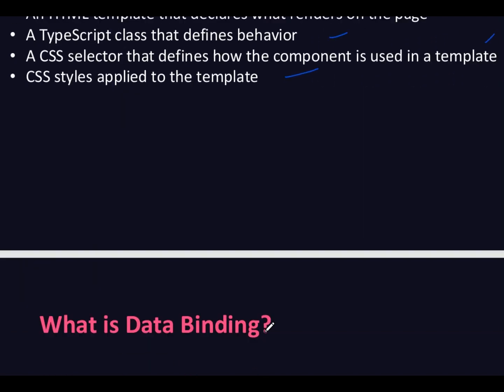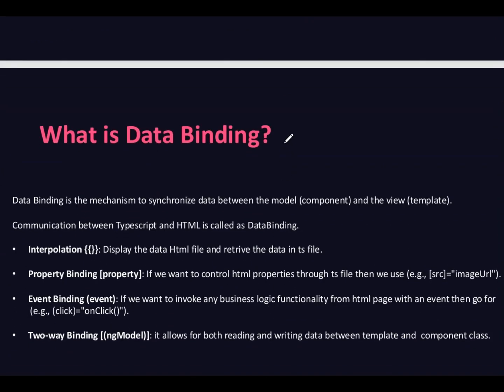Let's move to the fourth question. What is data binding? Data binding is a feature, a mechanism that synchronizes data between the model, the component and the view. Communication between the HTML and the TS file is called data binding.